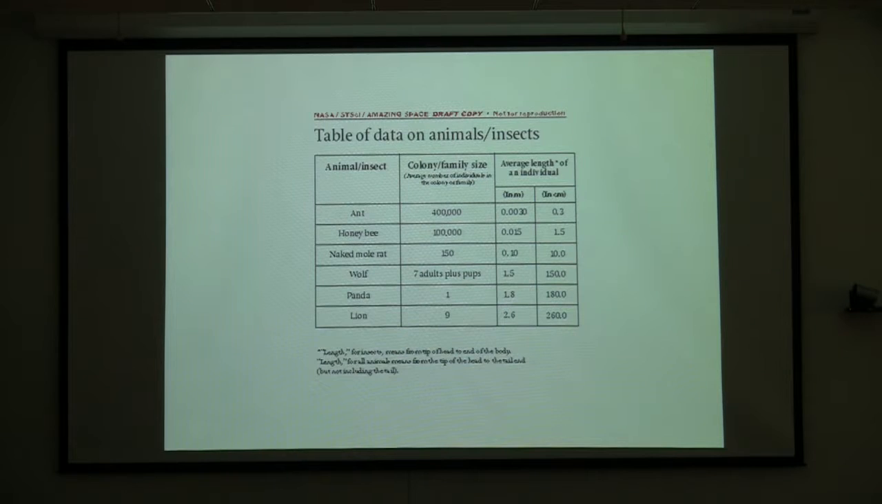Turn to the next page, and we've got a table of data on animals and insects, okay? First column is the various types of animals. Second column is the family size, or the colony size. And the third column is the average length of an individual. Now, if you look at that second column, you can see that the range of numbers goes from 1 to 400,000. And you can imagine that that is such a wide range that if you tried to plot that on a linear plot, how would it look?